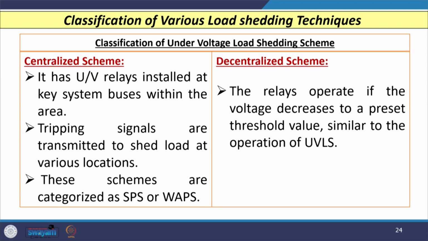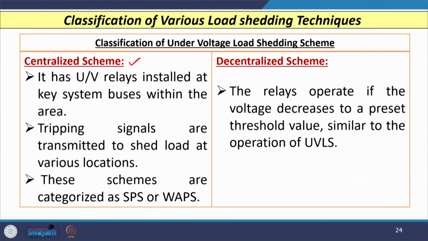Now, let us see what the classifications of various load shedding techniques are. The first type of classification of load shedding techniques is centralized schemes and decentralized schemes. The centralized scheme has an under voltage relay, that is the 27 relay, installed at key buses within the area or network, and tripping commands are initiated or transmitted to shed the load at various locations, and these schemes are categorized as SPS or WAPS type of schemes.